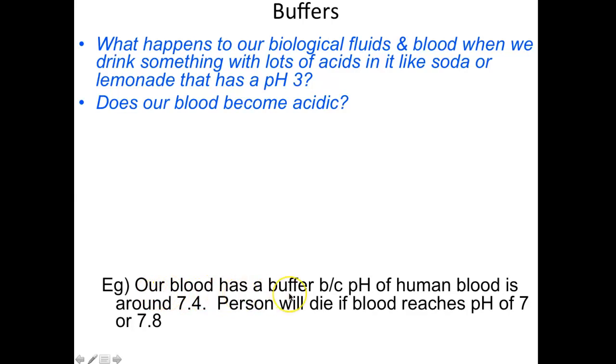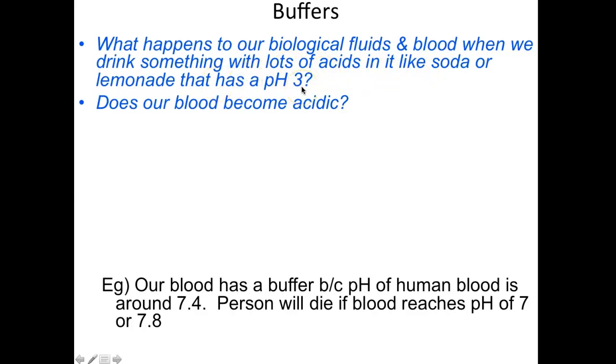Our blood has a buffer, and I have the example in your notes. It's carbonic acid / bicarbonate. We have a buffer in our bloodstream because of this. Let's go back to the question: what happens to our biological fluids and blood when we drink something that has lots of acid in it, like soda or lemonade that has a pH of 3?